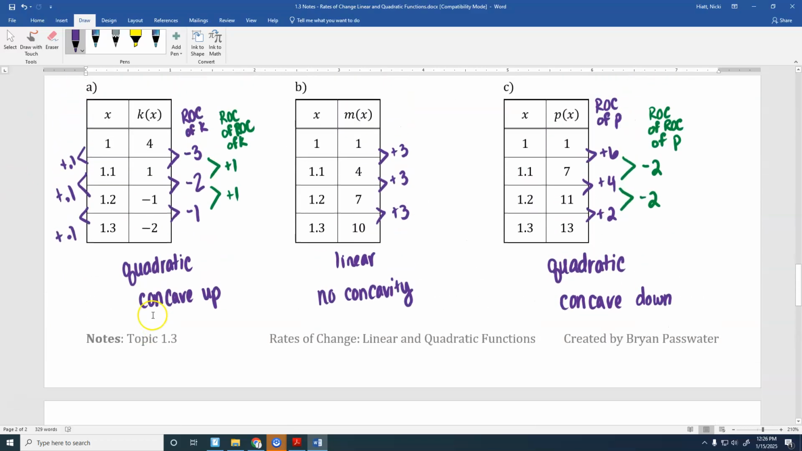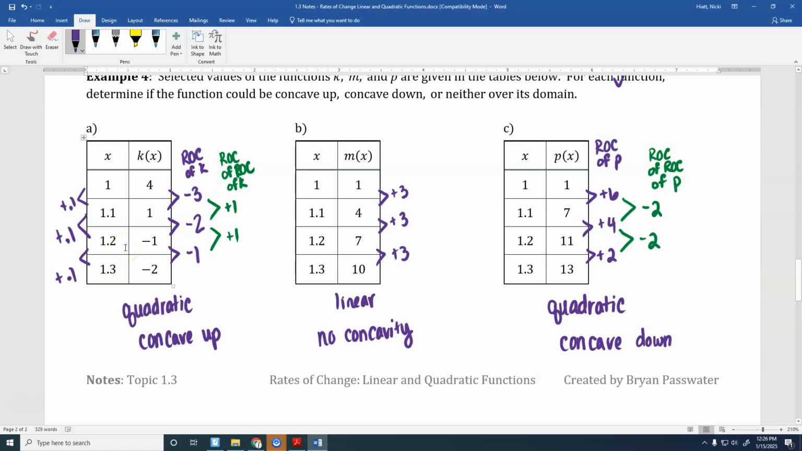Okay, questions? All right, so your assignment is going to just be a worksheet that's got tables on it. The first 6 are going to ask you for linear, quadratic, or neither, and then the last 3 are going to ask you for concavity. We didn't really have any examples that were neither for the linear or quadratic, but if you see a pattern where your second difference is not constant, then that would just be a neither situation.